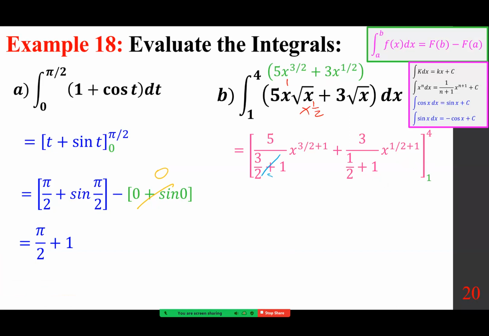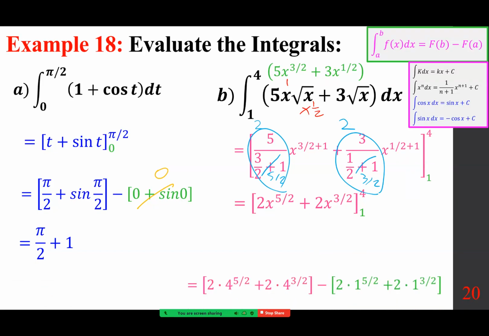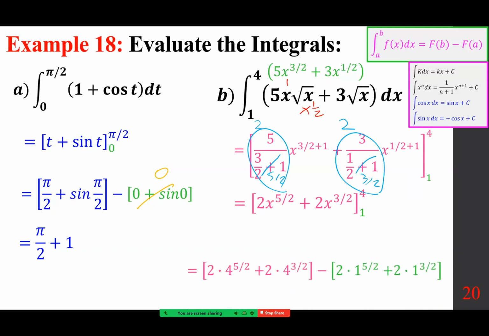This is 5/2, everybody. Therefore, this is 2. This is 3/2. Therefore, this is also 2. We are going to plug in 4 and 1 to do the evaluation. 1 to the power of 5/2 or 3/2 makes no difference. Either way it is 1. So this is 1, this is 1. We have nothing to worry about.